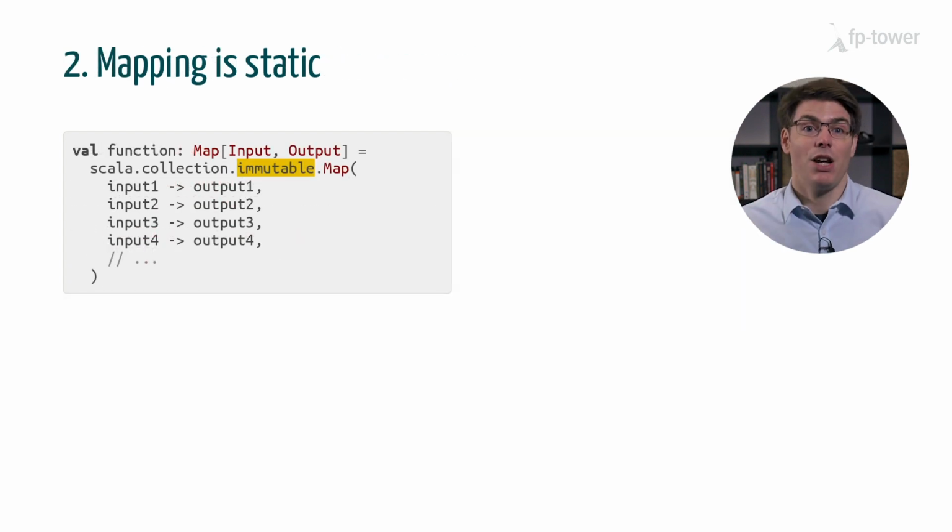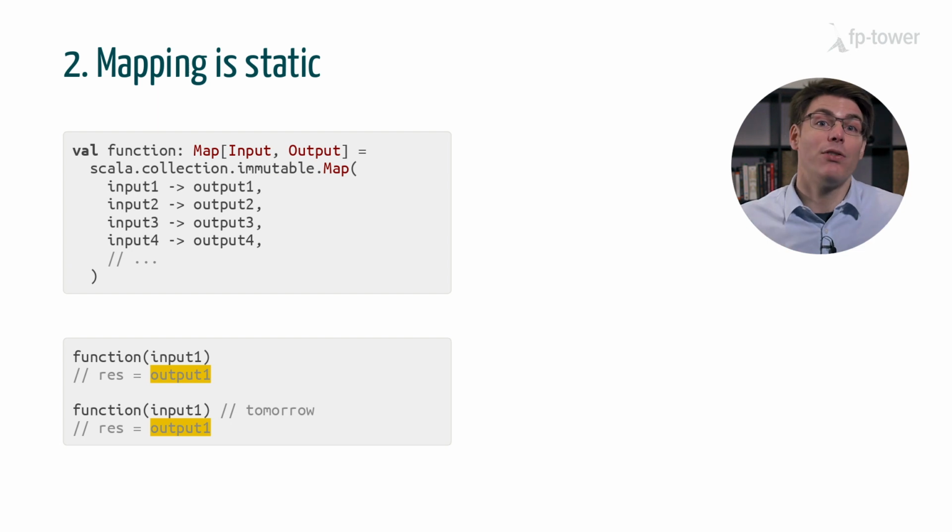The second limitation of FP functions is that the mapping between input and output values is static. An FP function is like an immutable map. This means that a function called today will yield the same result tomorrow or in 10 years, as long as we provide the same input. This is another strong restriction. Let's go back to the getUserAge function as an example.